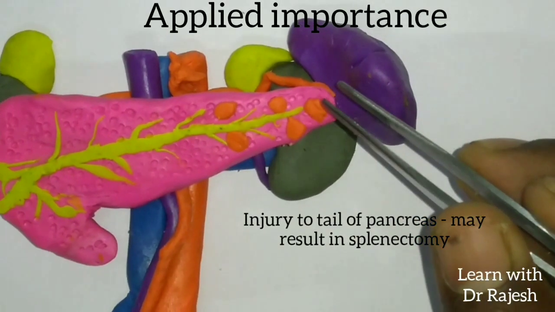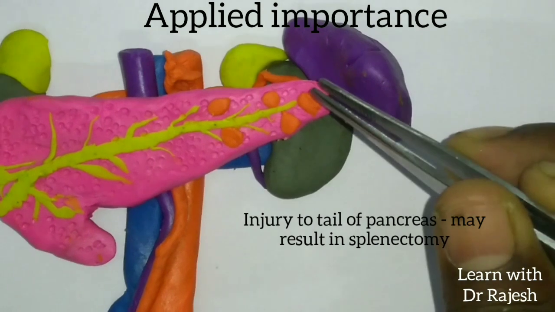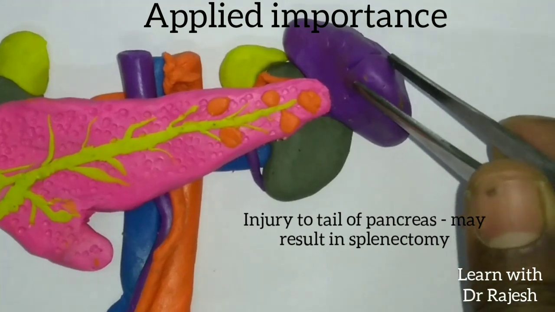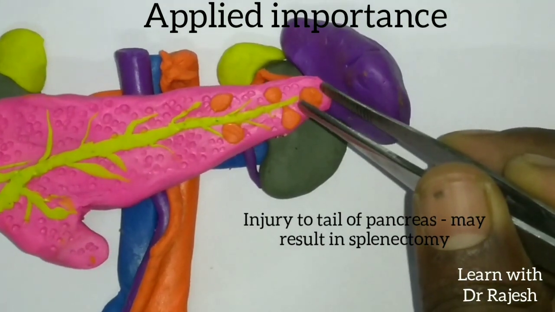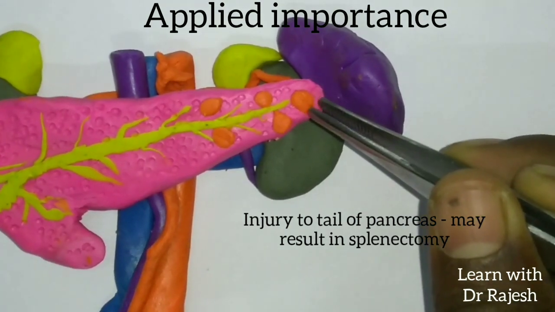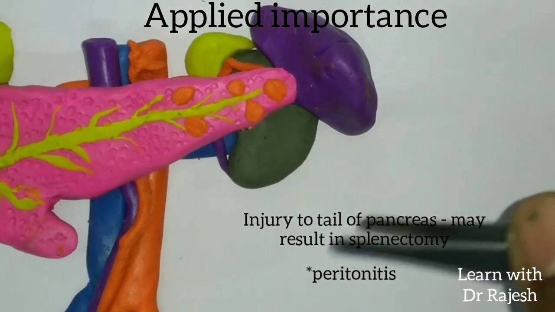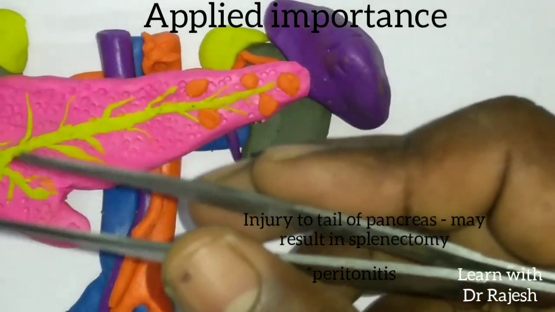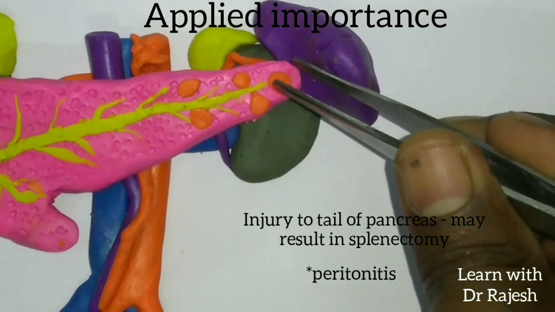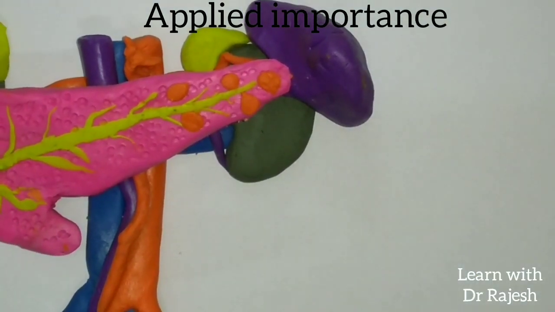During the removal of the spleen, one thing we have to notice is that the tail of the pancreas is very closely related to the hilum of the spleen. The tail of the pancreas may be injured during the removal of the spleen. In that case, the digestive juice from the pancreas can seep into the peritoneal cavity and cause digestion of the tissues, mainly the organs enclosed inside the peritoneal cavity, and result in peritonitis. So this is about the removal of the spleen, splenectomy.